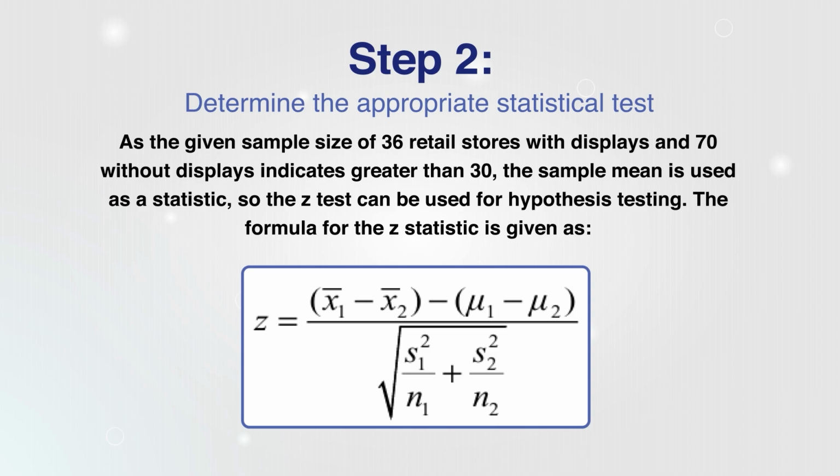plus s2 square by n2, where n1 denotes the sample size of group 1, x1 bar is the sample mean, and mu1 is the population mean of group 1. Similarly, s1 square is the sample variance for group 1, and for group 2 the sample size is n2, sample mean is x bar 2, population mean is mu2, and sample variance is s2 square.